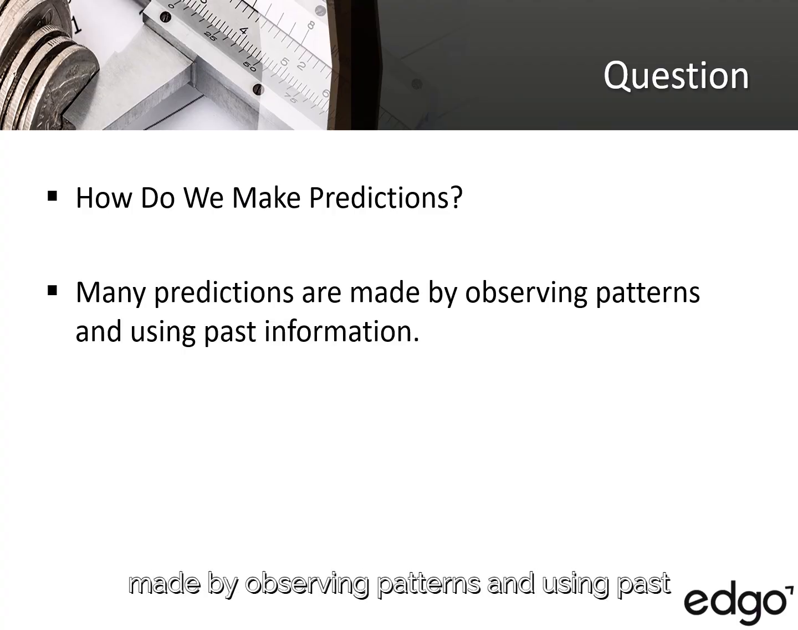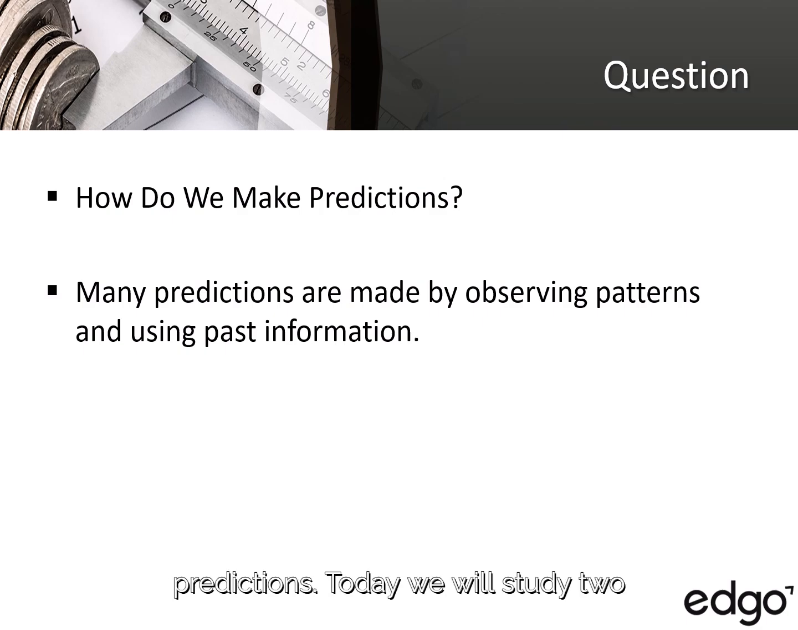Many predictions are made by observing patterns and using past information. If we notice that something changes in a regular way, we may use that pattern to estimate what will happen next. In mathematics, sequences can help us recognize patterns and make predictions. Today, we will study two types of sequences that can be used to describe different patterns of change.